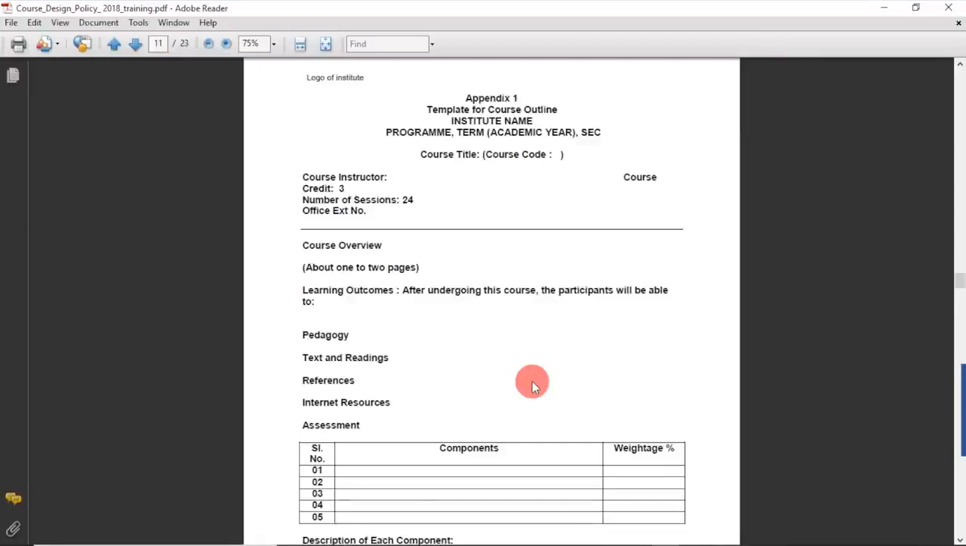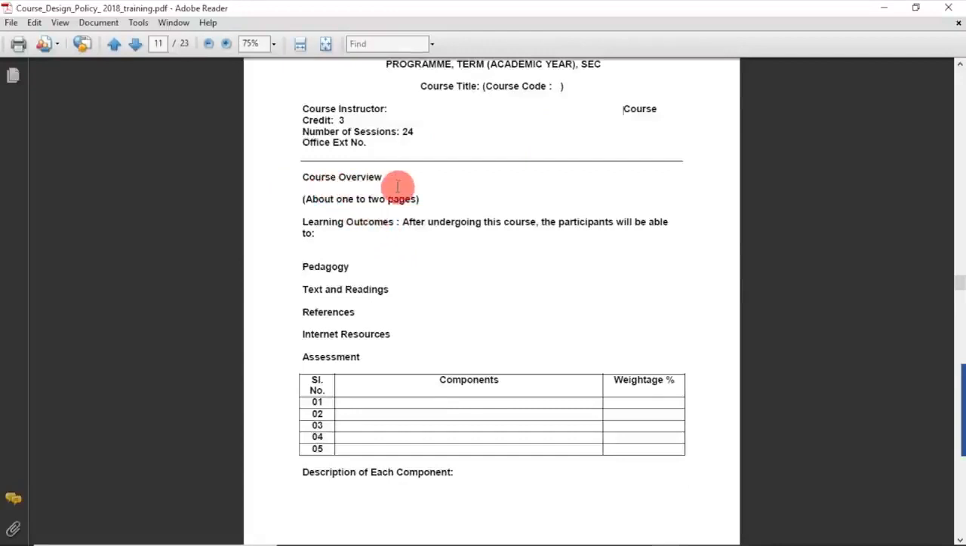Now this is the structure of the course outline which I am showing to you, because then I will be coming to the actual course outline. So this is a template: institute name, program, term, academic year, right? Who is the course instructor, write your name here, how many credits the course is, and the number of sessions which you are going to use. This course credit has to come together.